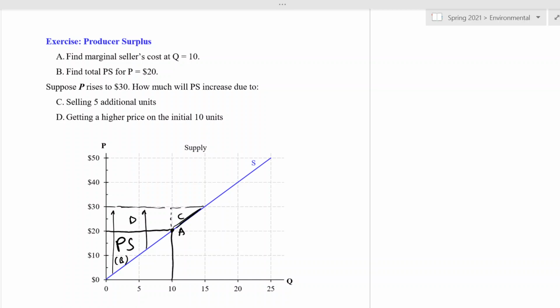Some sellers are going to enter the market that previously weren't in the market. Okay, so go ahead and try to calculate A, B, C, and D, and I will put the answers in the description. And in the next video, we're going to put everything together, consumer and producer surplus both, and talk about total surplus and efficiency in the market.